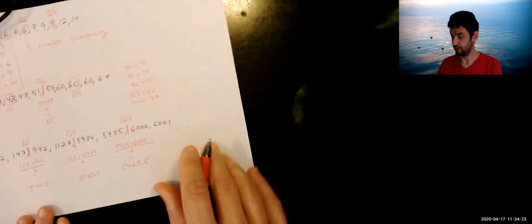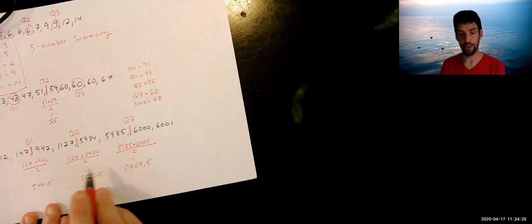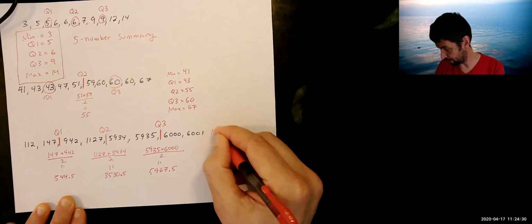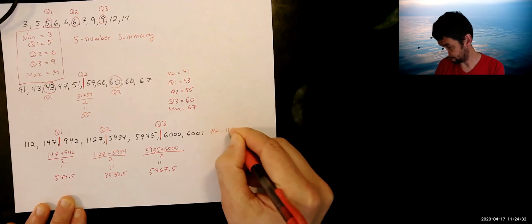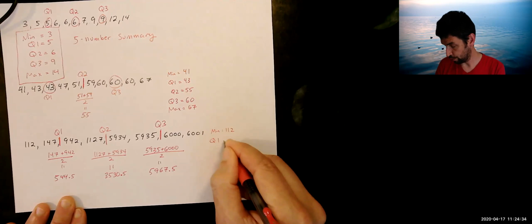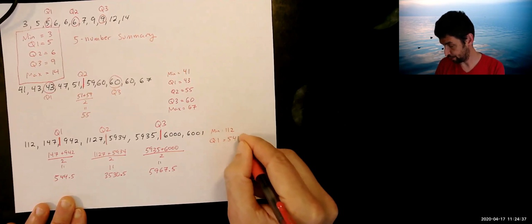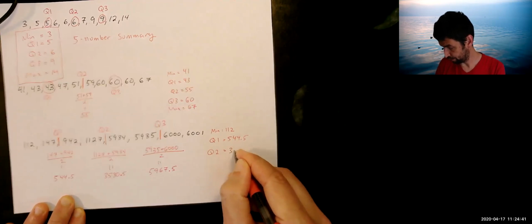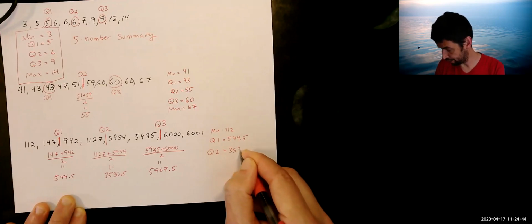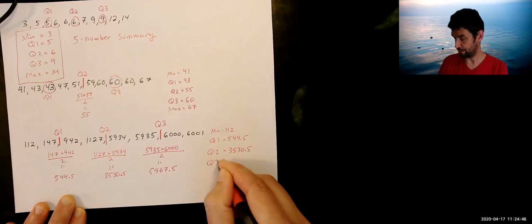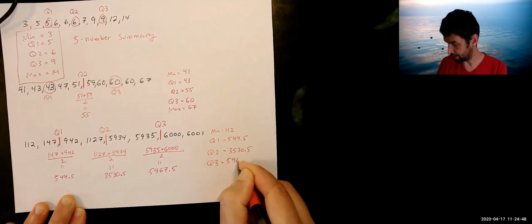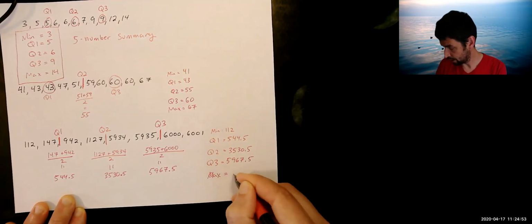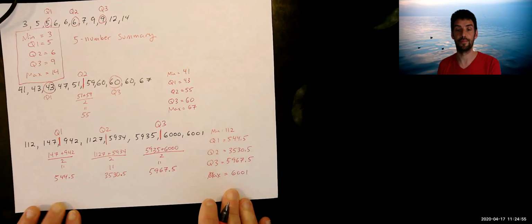So the 5-number summary for this set of data is going to be the minimum, it's 112, Q1 is 544.5, Q2 is 3,530.5. Q3 is 5,967.5. And the maximum is 6,001.